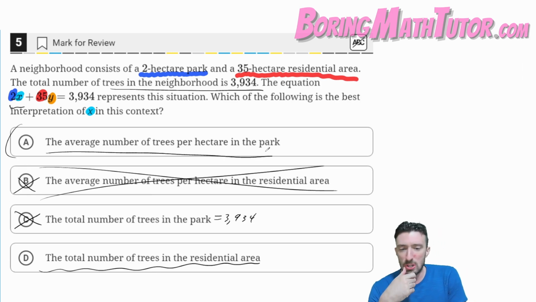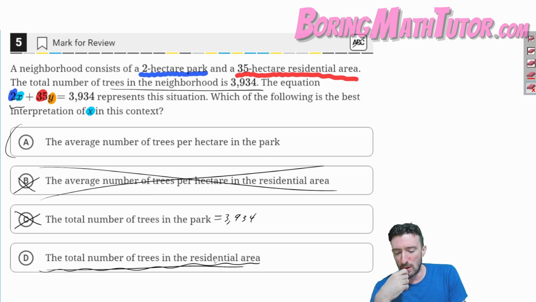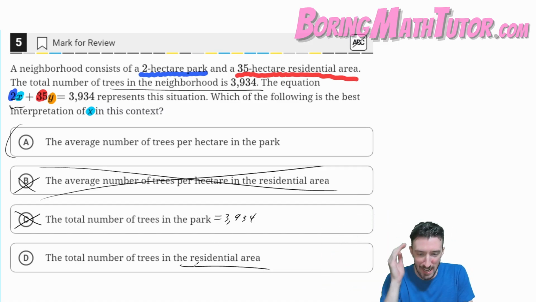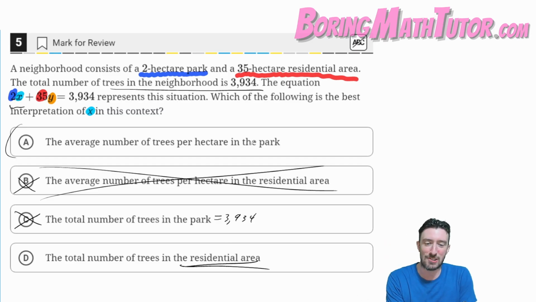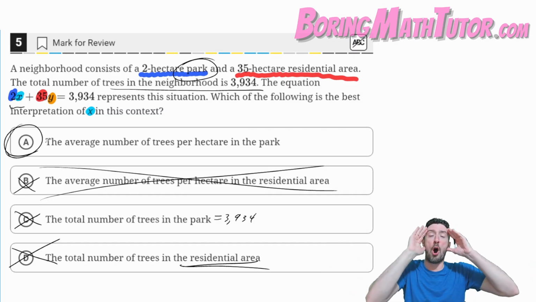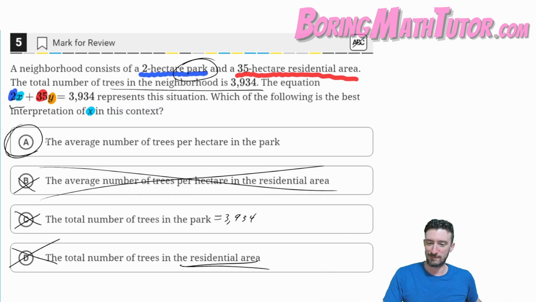So, average number of trees per hectare in the park versus total number of trees in residential area. Oh my God, I didn't even have to think. It said residential, but we're only supposed to be talking about the park. What is this test? And why is it so easy?